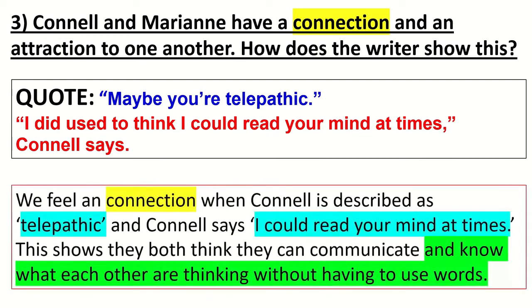So I put, we feel a connection when Marianne describes Connell as telepathic, and Connell says, "I could read your mind at times." This shows they both think they can communicate and know what each other is thinking without having to use words. So again, I'm zooming into the word telepathic. What are the connotations, or even being a human dictionary, what does telepathic mean? If I looked it up in the dictionary, I'd probably say something like reading minds. So there's a connection between them as they both think they can read each other's mind.